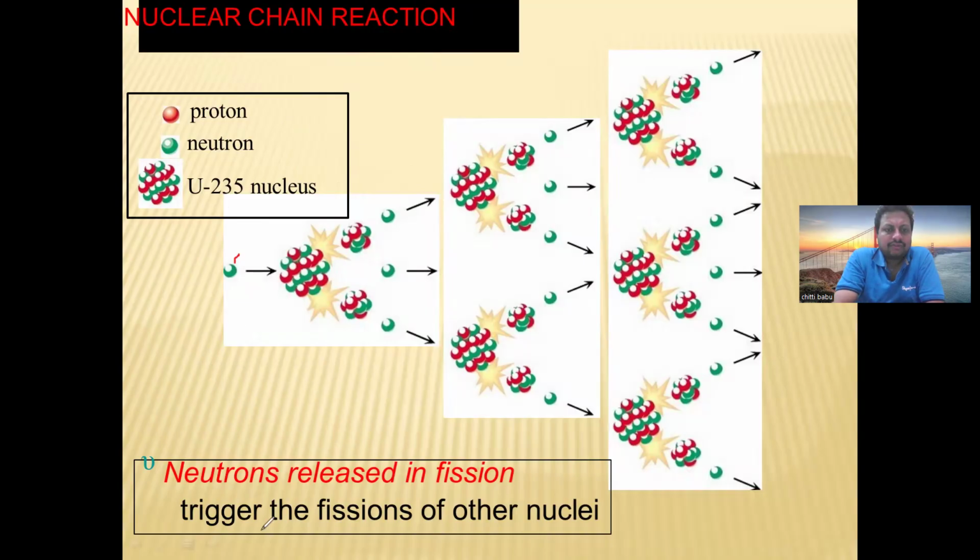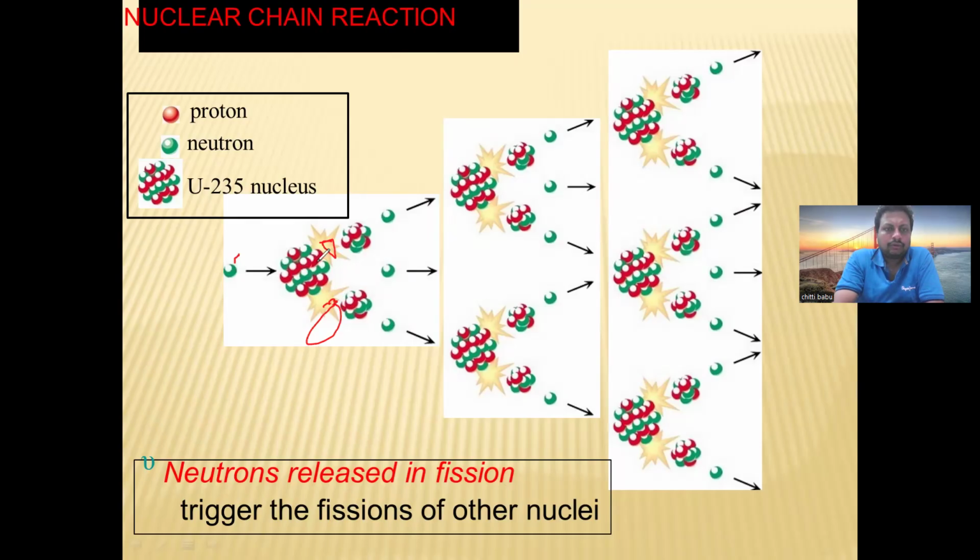So neutrons within the fusion trigger the fission of the nuclei. Neutrons released in the fission trigger the fission of other nuclei. Here these neutrons will be colliding or bombarding, hitting another nucleus. So a large amount of heat will be developed. During this fission process, a large amount of heat will be generated.